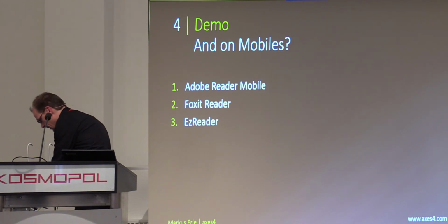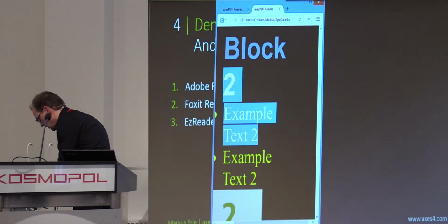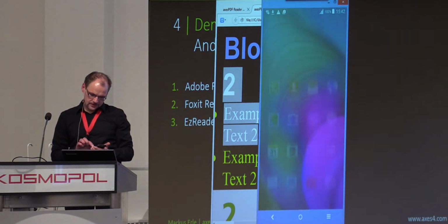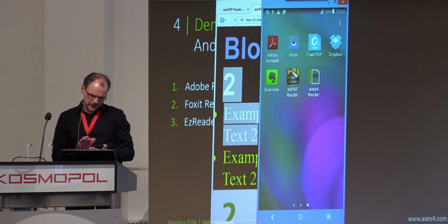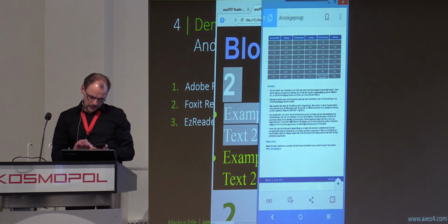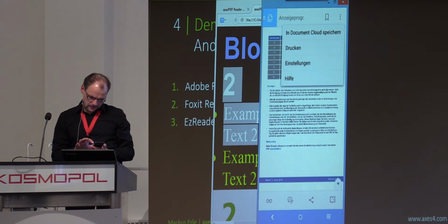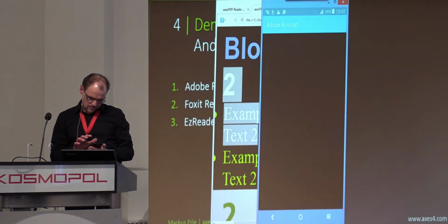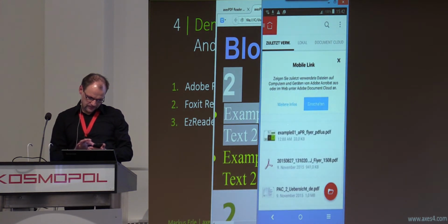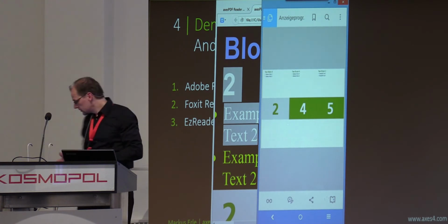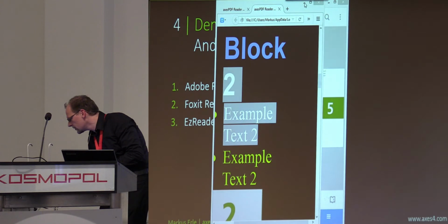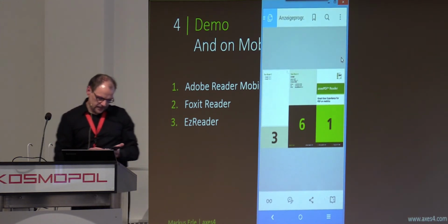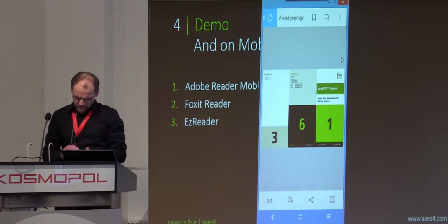So I go to my mirror. I start with the Adobe Reader. I go to my documents and open the prepared example. Okay. And you see, this is my prepared flyer, and the Adobe Reader offers a reflow mode.